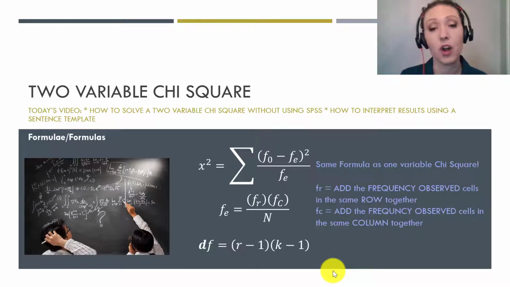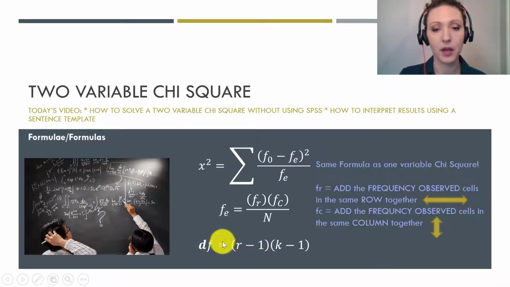So we have an FR value and an FC value. So the FR value is going to be found by adding up all the frequencies observed that are in the same row. And then the FC value is going to be found by adding up all the frequencies observed in the same column. And just as a reminder, a row goes from left to right, and then a column goes up and down.